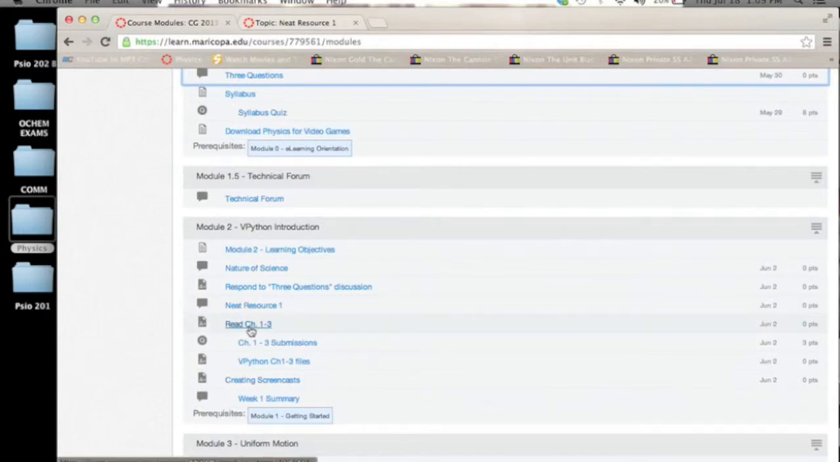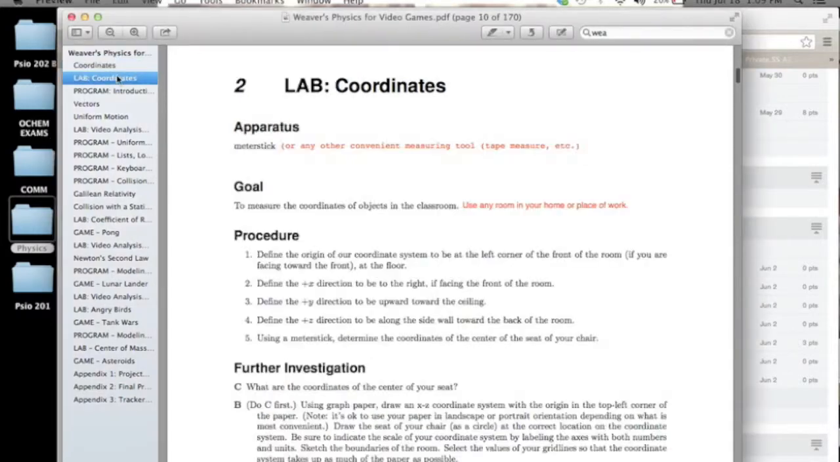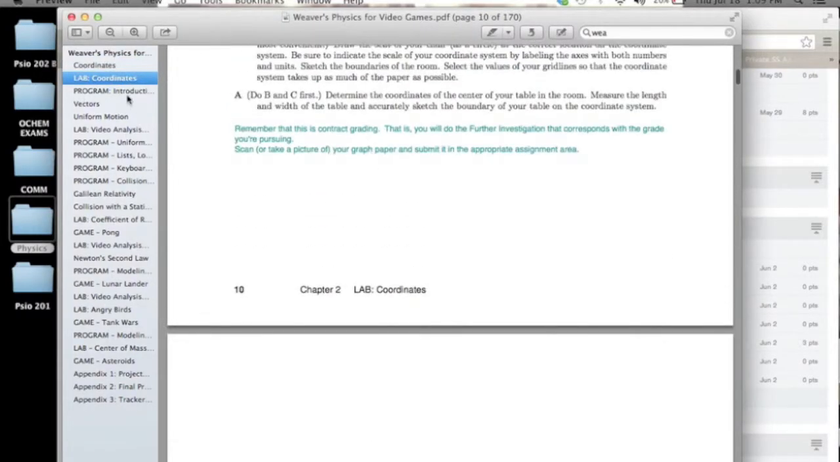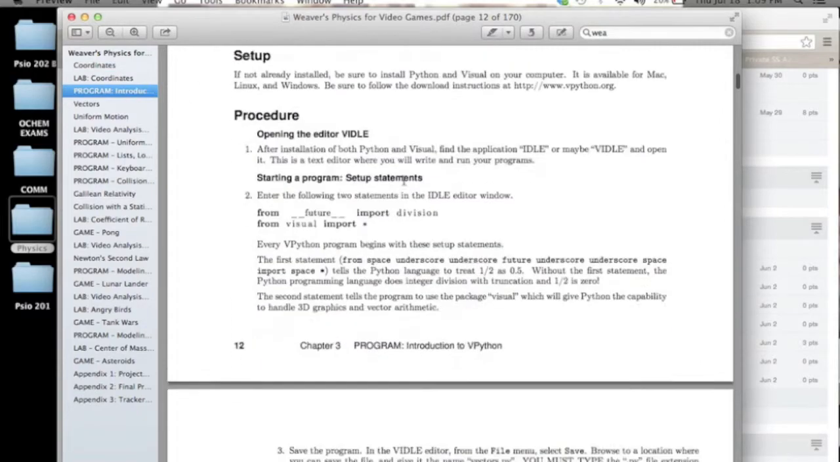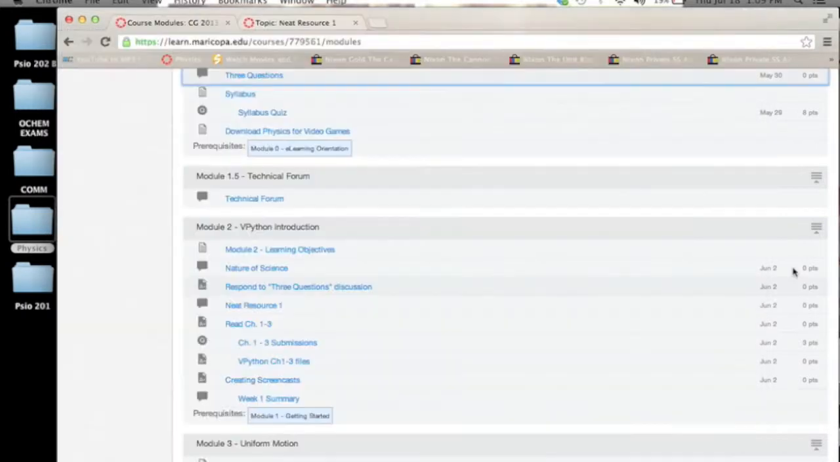We read chapters 1 through 3, which was pretty interesting. Went into first coordinates, learning about the coordinate system X and Y. Then went through a lab and finished some questions on that. And then got introduced to VPython, where we got to create a sphere, and it was pretty cool. Then basically finished up with learning how to create a screencast, and then create our first week summary describing what we did and how we could relate to it as well.